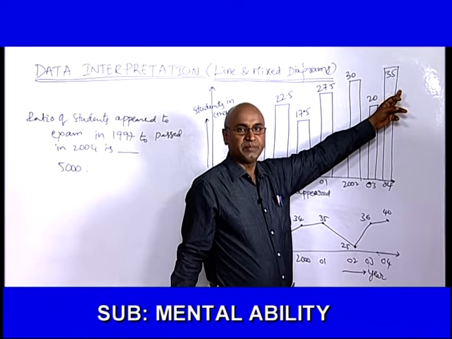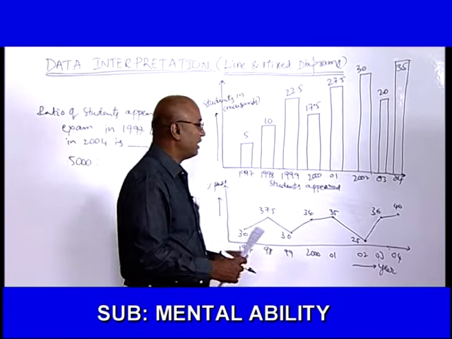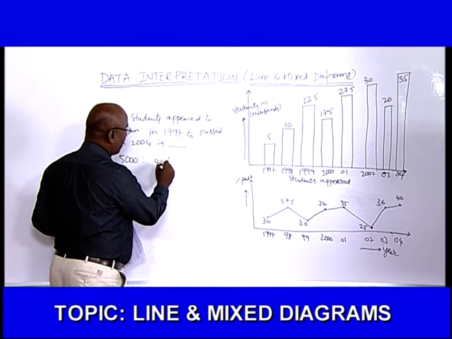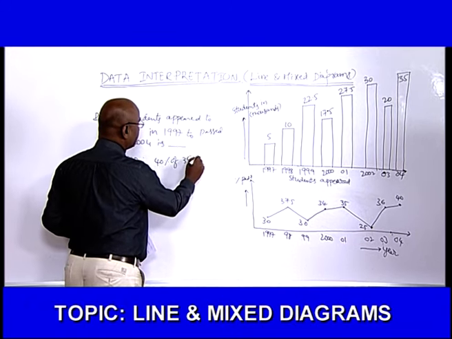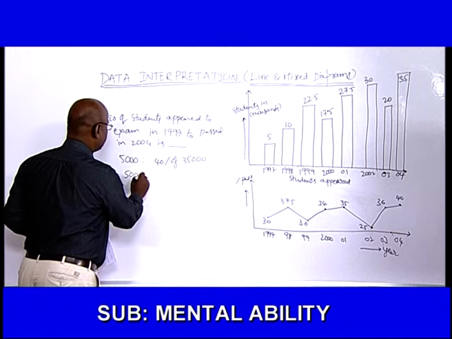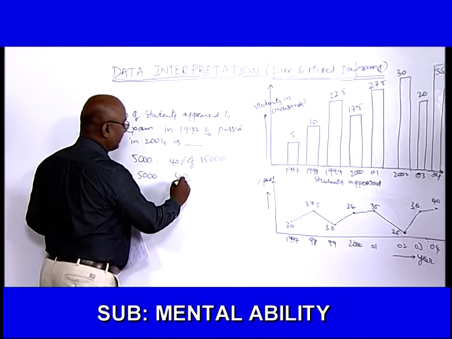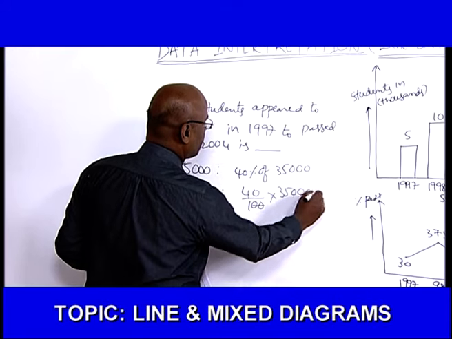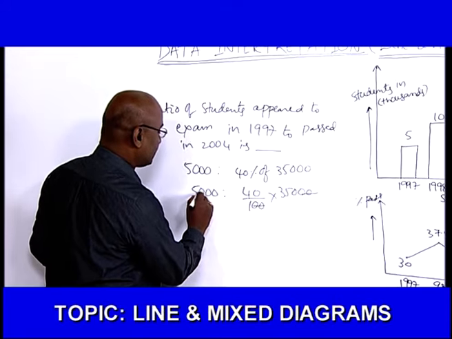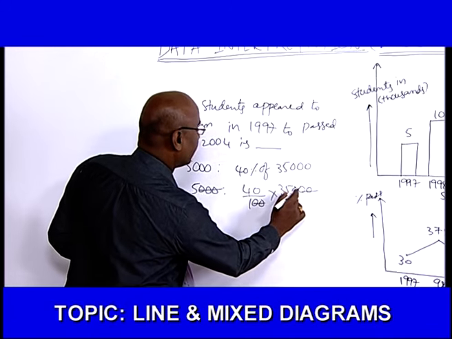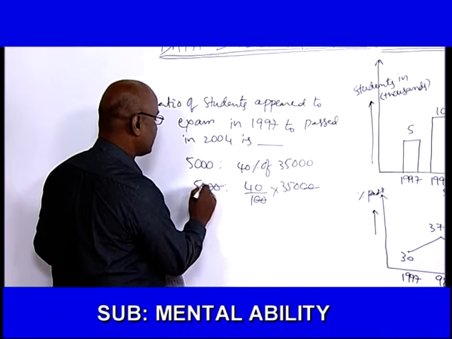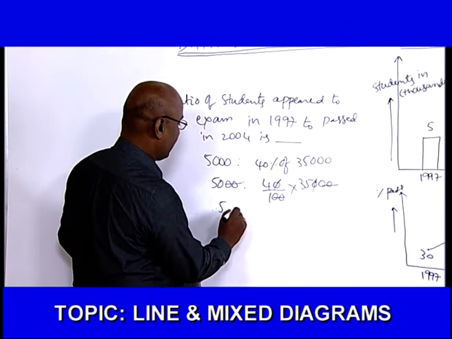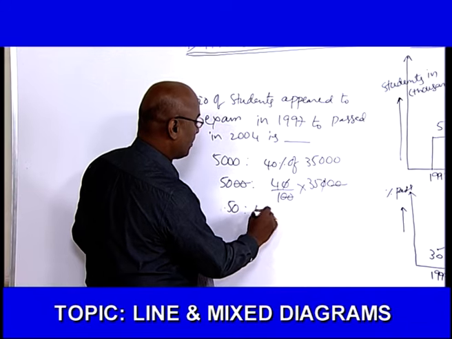The number of students appeared in 2004 is 35,000. So what is the pass percentage? 40% of 35,000. So that is 5,000 is to 40% of 35,000, which means 40 by 100 into 35,000. So 2 zeros will cancel. Now see, 3 zeros you can't directly cancel here; only 2 zeros can be cancelled here. See 2 zeros here, 1 zero and 1 zero here. That is 50 is to 4 into 35.